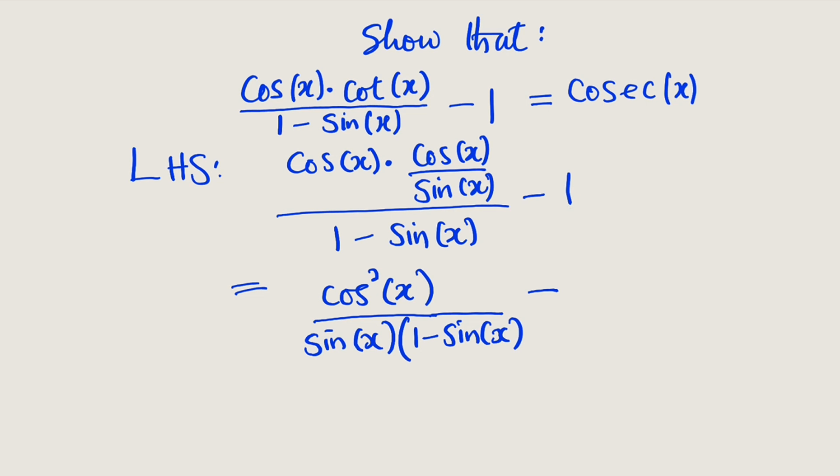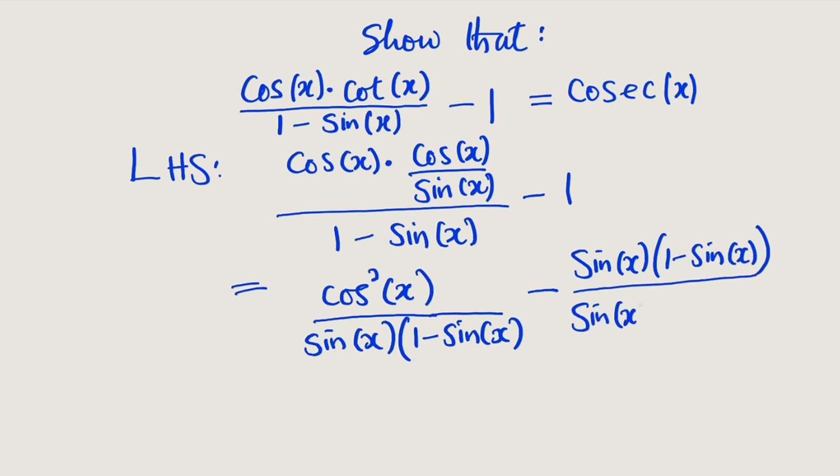Minus, we can write 1 as sine x multiplied by 1 minus sine x divided by sine x multiplied by 1 minus sine x, to have a common denominator. So this becomes sine x multiplied by 1 minus sine x, divided by sine x multiplied by 1 minus sine x.